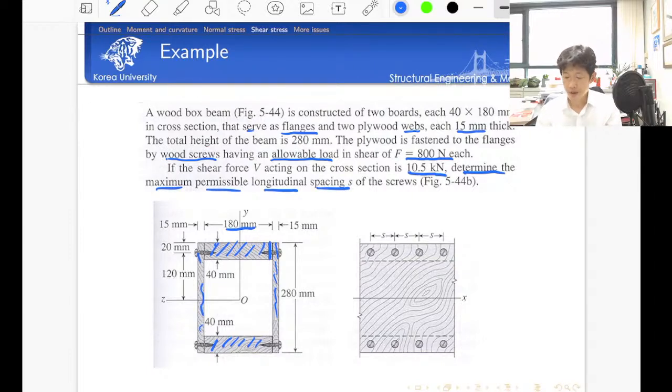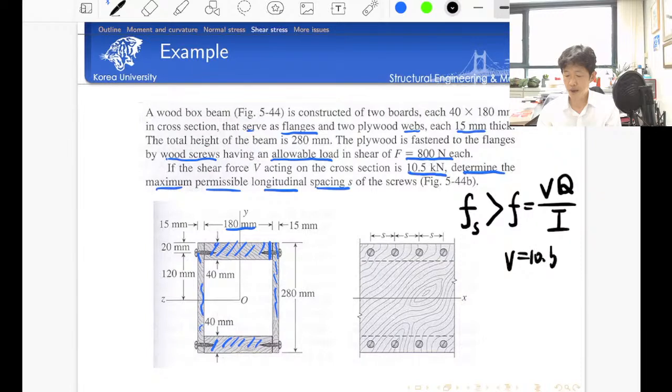Okay, so let's simplify the problem. As I told you, the point is this: the shear flow provided by the screw nail must be greater than the shear flow caused by the shear force, V times the first moment divided by the second moment of inertia. Make sure that the shear force is already given, 10.5 kilonewton. I told you several times that it is better to use Newton units for the force. That's why it becomes 10,500 Newton. Okay?